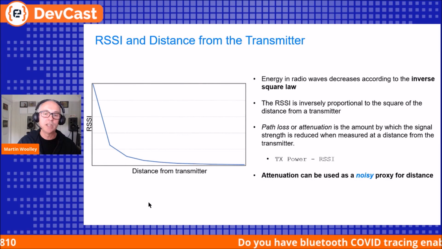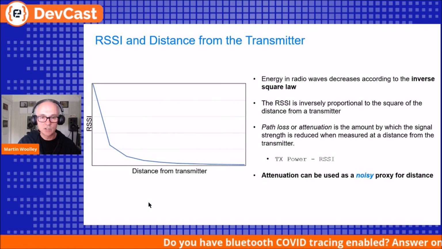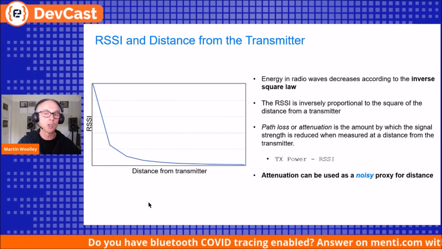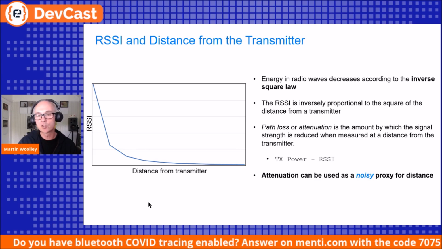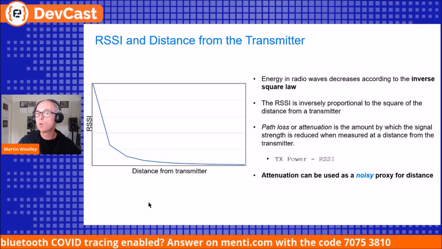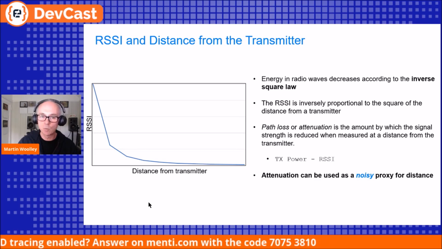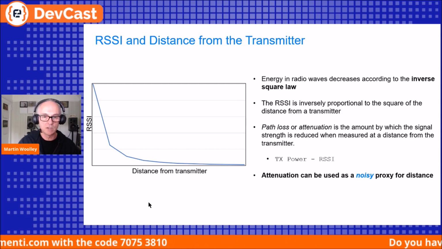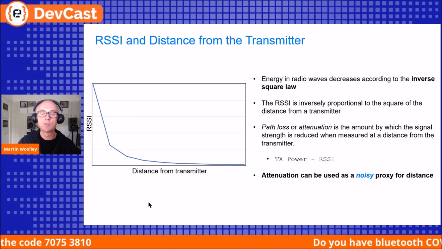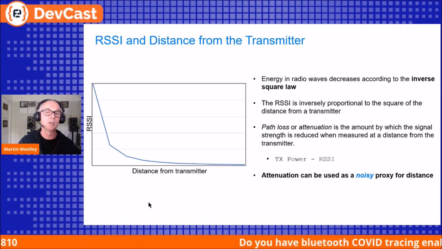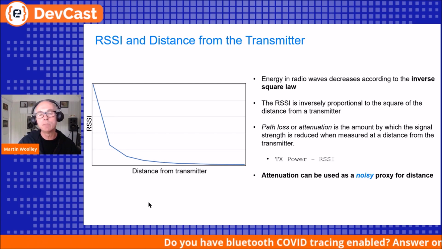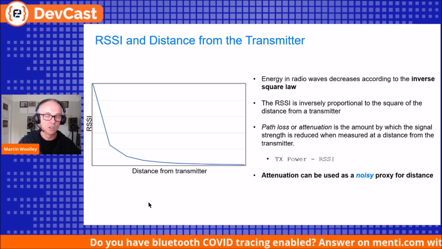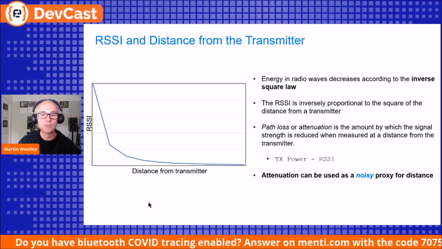Now, the way in which the RSSI decreases with distance from the transmitter is not linear. In fact, it follows an inverse square law. And if you know what the TX power used by the transmitter was, you can subtract the RSSI value measured by the receiver from the TX power to obtain something we call the path loss or attenuation. And this can then be used in a path loss calculation to estimate the distance between the two devices.